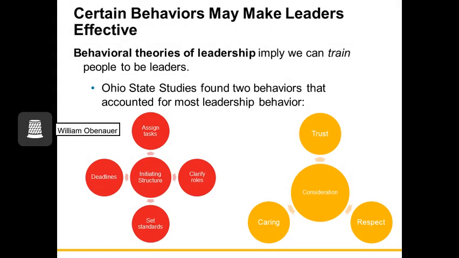Unlike trait theories of leadership, behavioral theories of leadership imply that we can train leaders because leadership effectiveness is the result of specific behaviors. Early studies on behavioral theories found two key types of leadership. The first, initiating structure, involves actions such as assigning tasks, clarifying roles, setting standards, and providing deadlines. The second, consideration, involves behaviors focused on trust, respect, and caring.